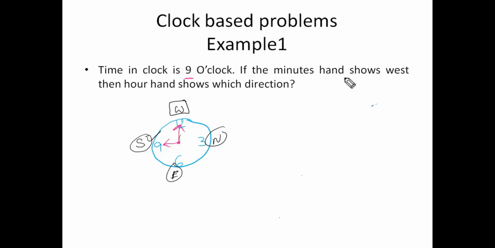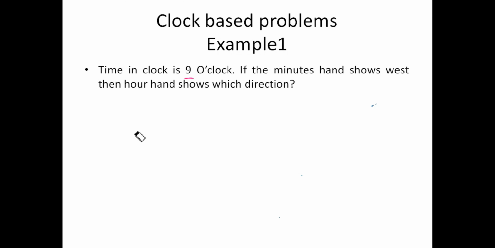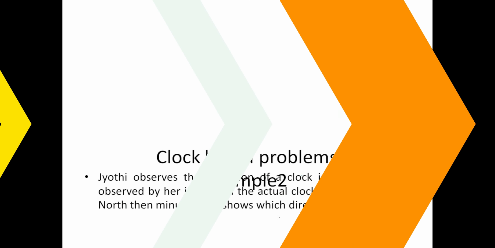If the minute hand points towards west, our hand shows which direction? Our hand shows which direction? South. So practice that right-left concept clearly. North opposite, south opposite, north right side, east opposite, east left side, right left, west right side, west left side. Practice those points. Next example.